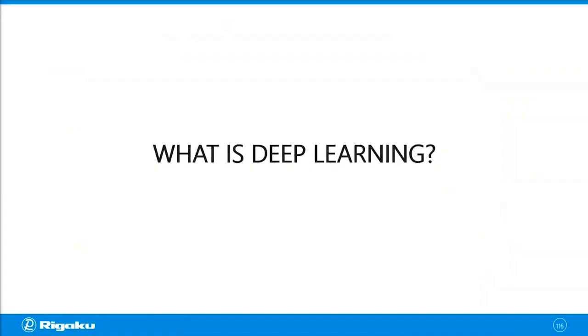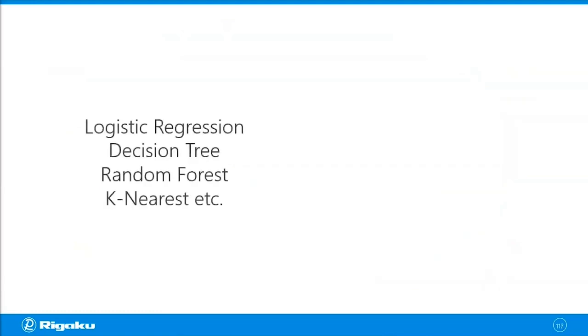So what is deep learning? It's part of machine learning. And you might have heard of terms like logistic regression or random forest. Those are the names of relatively simple machine learning algorithms. And deep learning is not those.